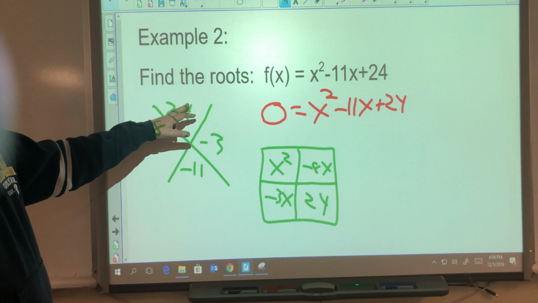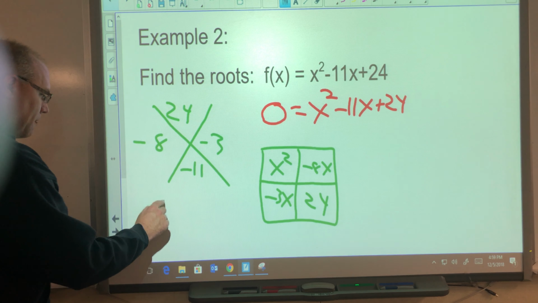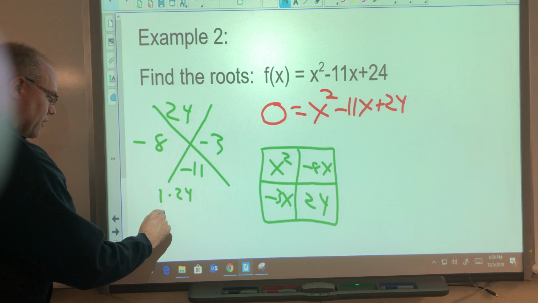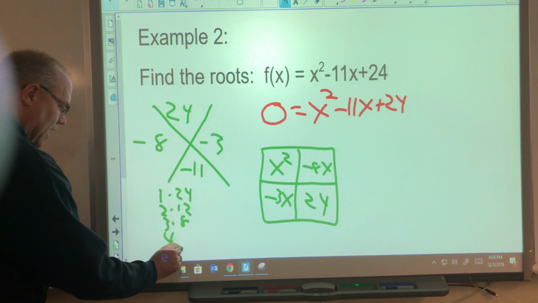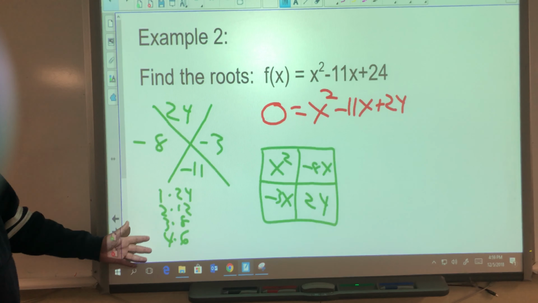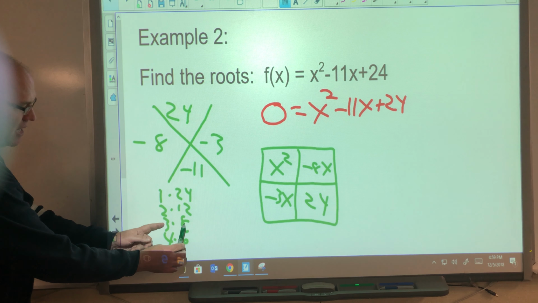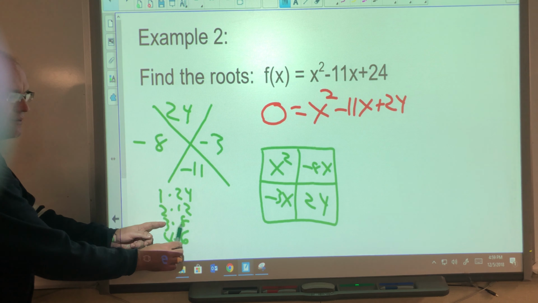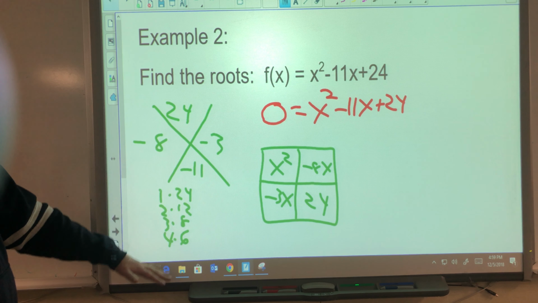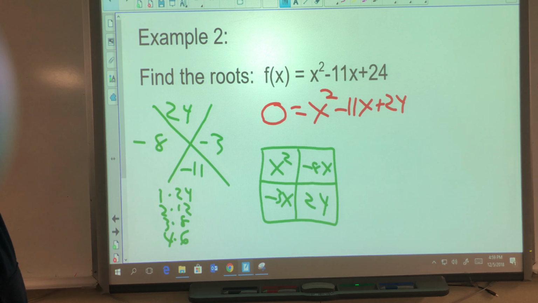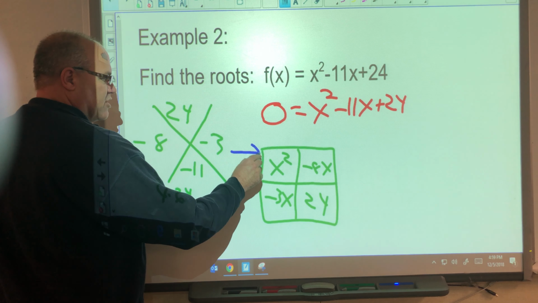If you struggle with this, what do you do? You write down the factors of 24: 1 times 24, 2 times 12, 3 times 8, 4 times 6. And then you think about which ones of these are going to get you to 11. That's how you get negative 3 and negative 8, because 3 plus 8 is 11. So you can see it better. If you ever get stuck with a bigger one, just write out all the potential factors. It helps you out.